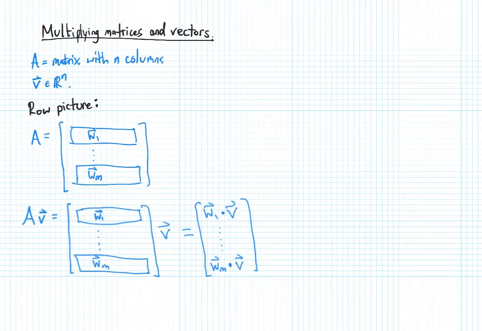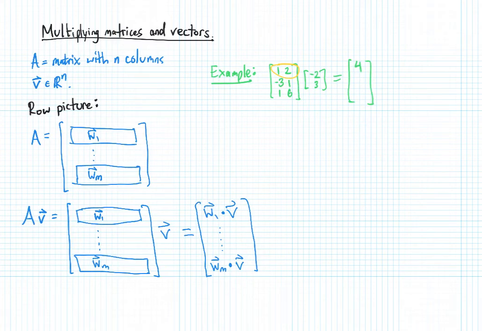And then the rule for how to multiply A times V is that you take the dot product of each row of A with V, and those make up the entries of the new vector. So for example, here's a matrix with two columns, and we want to multiply it times a two-dimensional vector. The way we do it is we look at each row of the matrix, and we take the dot product with the vector. So in this case, the dot product would be minus 2 plus 6, which is 4. And so that 4 is going to be the first entry of the product.